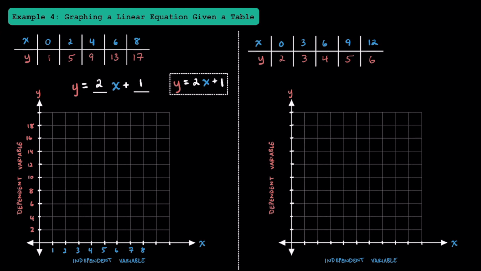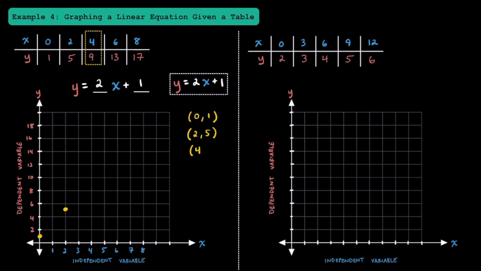Now it's time to plot some points. Our first x and y pair is 0 and 1, so that's going to be the ordered pair (0, 1). And we're going to plot that right here on the y-axis. This 2 and 5 make the ordered pair (2, 5). And from the origin, that's 2 to the right and 5 up, which is right here.